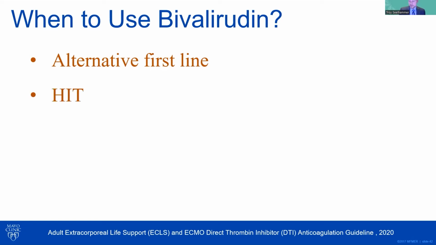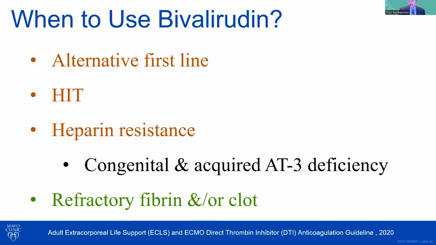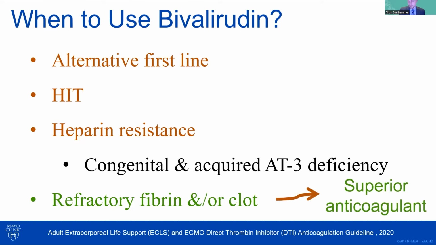Certainly, you want to be able to use this drug, and it's indicated in patients who are receiving heparin and can get heparin-induced thrombocytopenia. If you're struggling with heparin resistance, and this is actually quite common in the neonatal and pediatric populations, an easier way versus replacing with antithrombin and doing all the assays is just to switch agents to one that doesn't require antithrombin at all. And we at the Mayo Clinic initially used bivalirudin for those with refractory fibrin or clot, and because we just deemed it to be an overall superior anticoagulant.